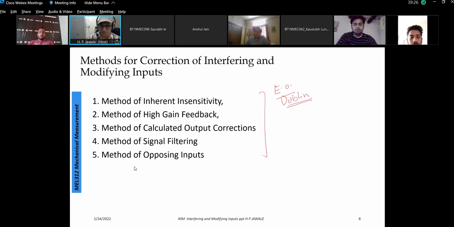Now there are few methods. Let us try to understand those methods. Any other doubt regarding this? Input output characteristics first. Right. Then we come to the very first method of inherent sensitivity.